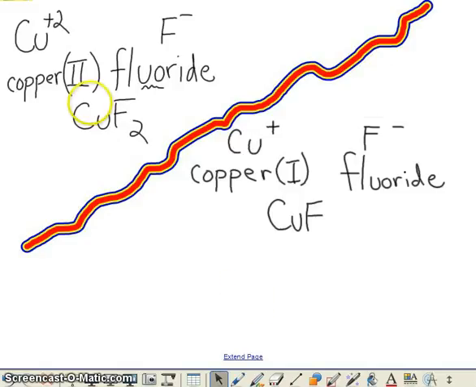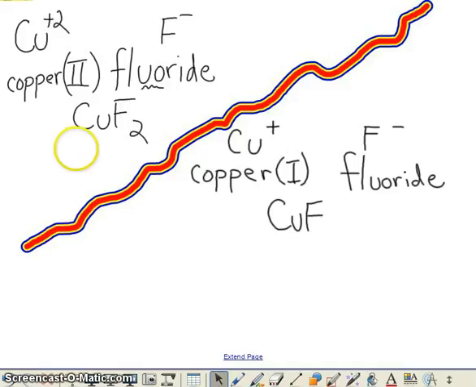Now notice, copper and fluoride ion, here the copper ion is +2. The name of that ion is copper Roman numeral 2. The name of this ion, the fluoride ion, is fluoride. When we put these two together, we need 2 fluoride ions, so we have the formula CuF2. If we apply that same thing to a different copper ion, one that is only +1, notice that we have a different formula.